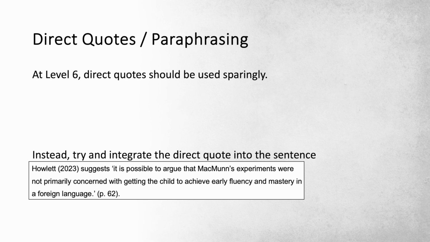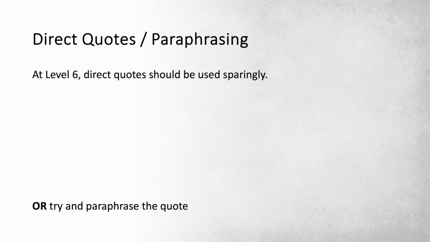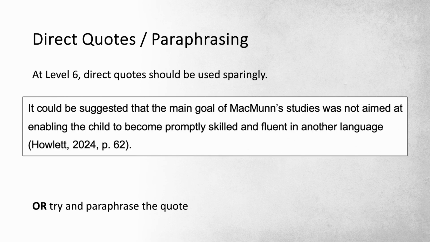An even better approach to take at level 6, paraphrase. It could be suggested that the main goal of McMunn's studies was not aimed at enabling the child to become promptly skilled and fluent in another language. It shows that you have absorbed what you've read, you've mulled it over, and it's popped out the other side, and this is your interpretation. So paraphrasing is a really great approach to go with.